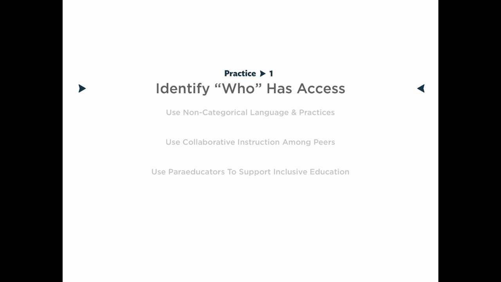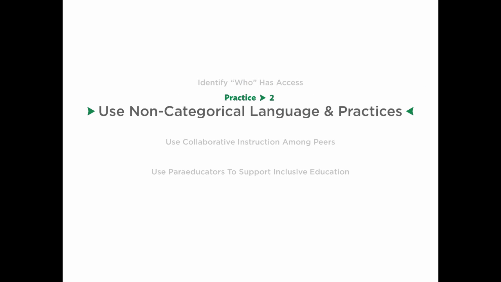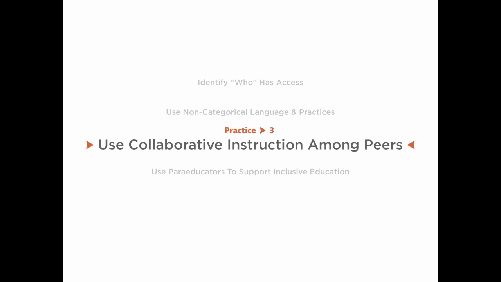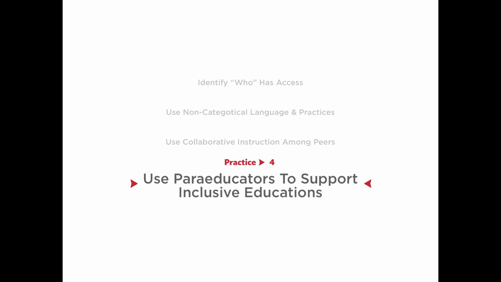How are we going to create a fully integrated organizational structure? Let's unpack these 4 practices that are recommended for us to get started. Practice number 1, identify any students who do not have a grade-level classroom as their primary placement. Practice 2, use a multi-tiered system of support to provide services based on need rather than on disability label. Practice 3, set expectations for collaborative instruction among peers. And practice 4, use paraeducators to support inclusive education.